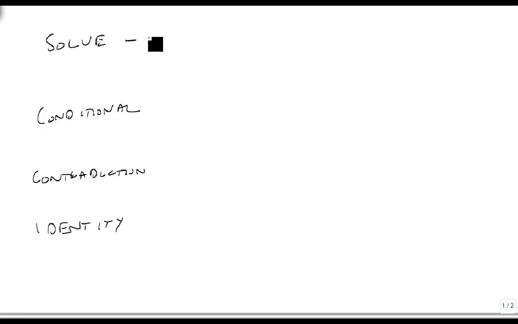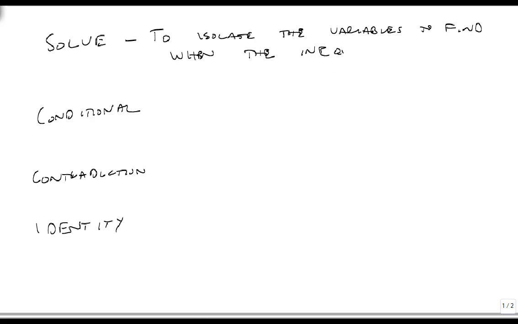Now to solve means to isolate the variables to find when the inequality is true. And so we want to get all of our variables by themselves so that we can deal with them and figure out when they're true and when they're not true.